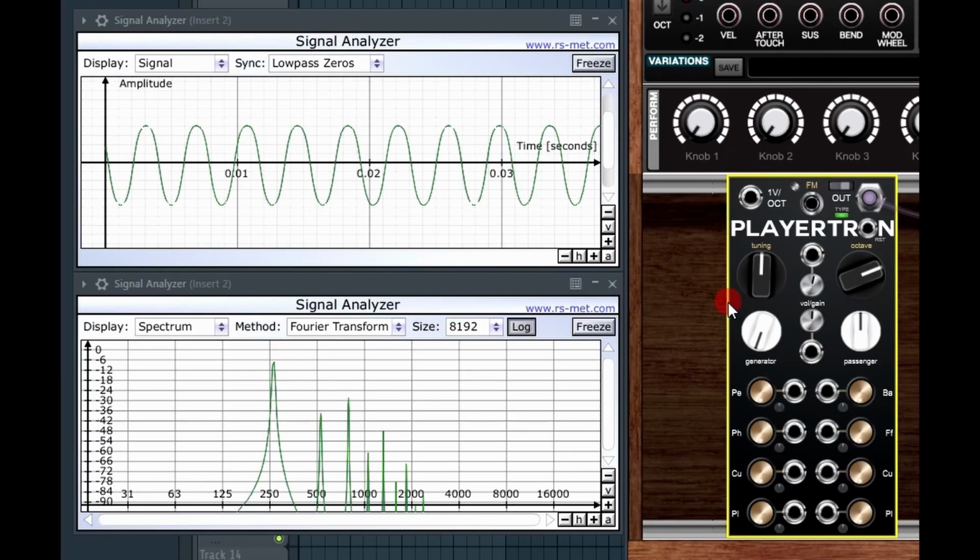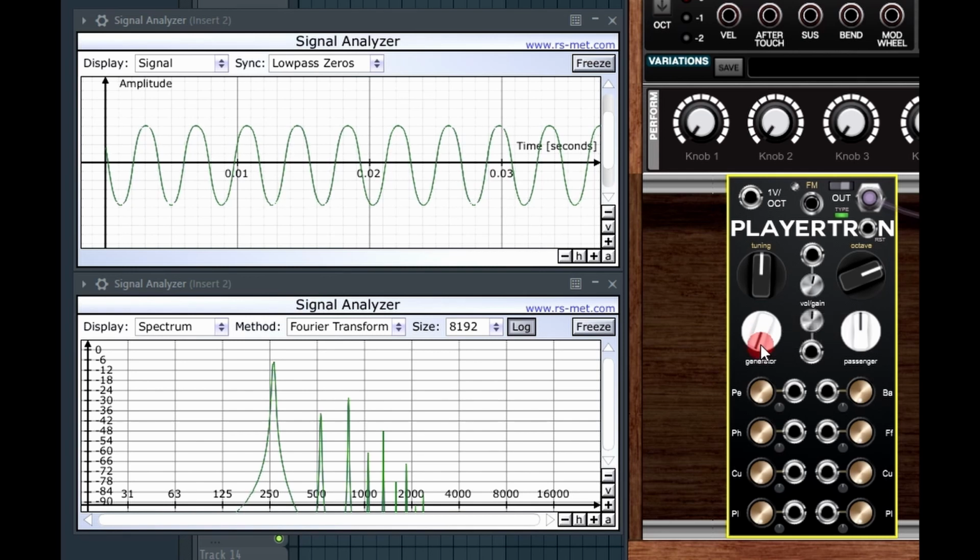We've been working only with the left half of the module so far here, the left half called the generator. I've silenced the right side here, the passenger, by turning the balance knob to 0 here, turning it up. And now I've silenced the passenger. I'll leave it for a while there to learn more about the generator.